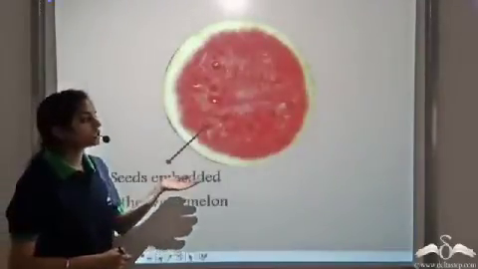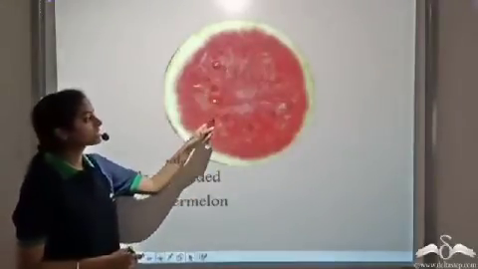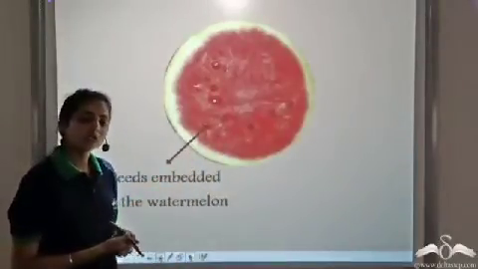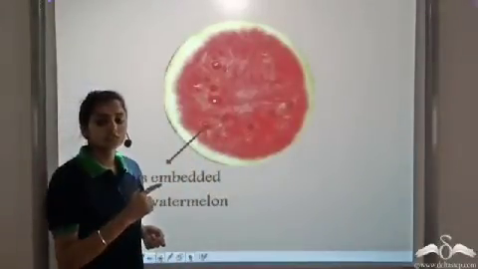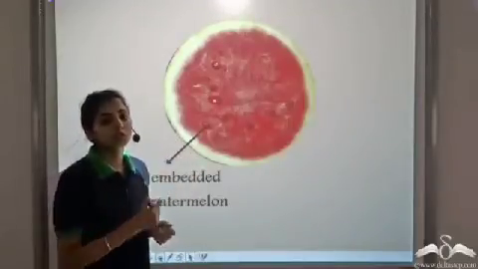At times, J.J. Thomson's model is also compared to a watermelon. Like the seeds are embedded in the red edible part, similarly, according to Thomson, the electrons, that is, the negatively charged particles, are embedded in the solid positive sphere.